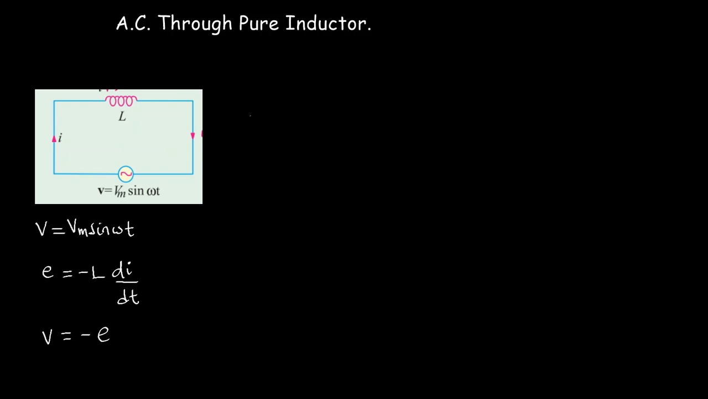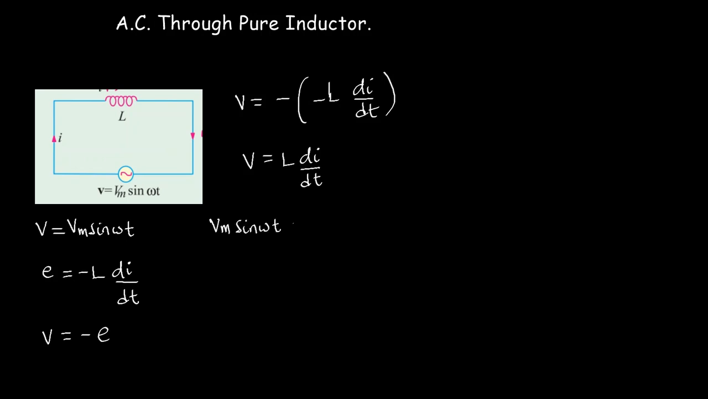When I do this, I'm going to have V equals minus E. E is minus already, so I'm going to have minus, then minus L di/dt. So when we do this, we are going to have V equals L di/dt. But you know the actual value of V, so let's do the substitution. You're going to have Vm sine omega t equals L di/dt. So this is what you have now.